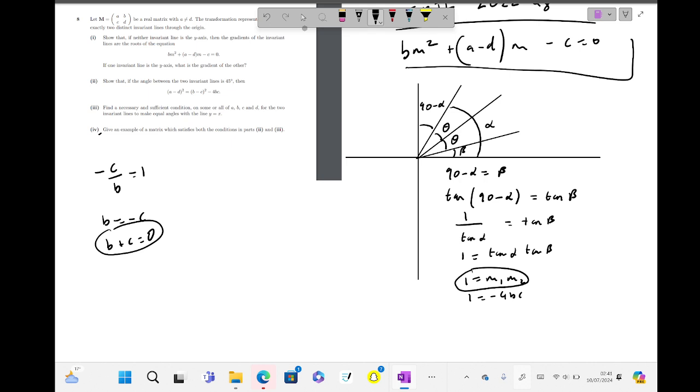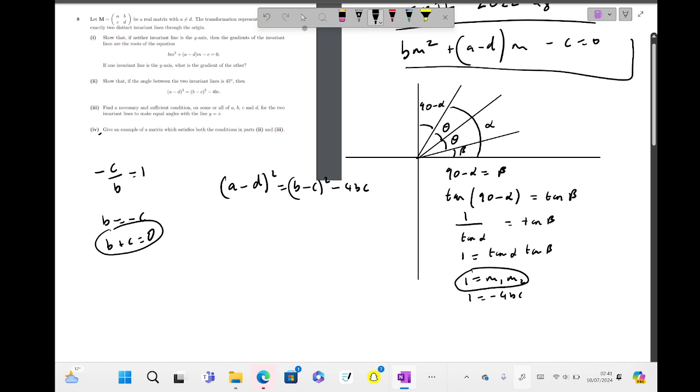It says in part 4, give an example of a matrix which satisfies both conditions in part 2 and part 3. Okay, if we write out what we proved with the 45-degree angle in between thing, we got this. Great. Now we can use the fact that b equals minus c, or c equals minus b, to get this.